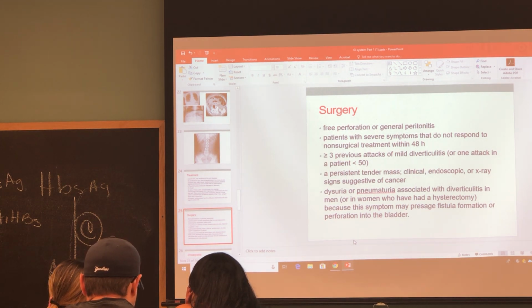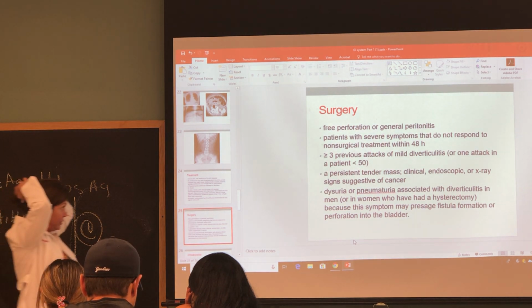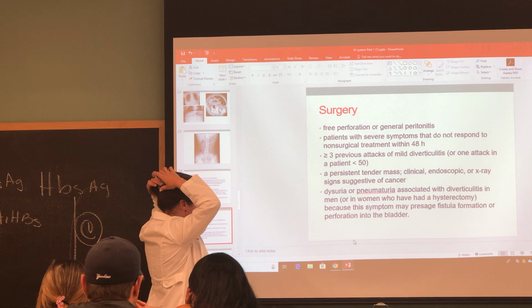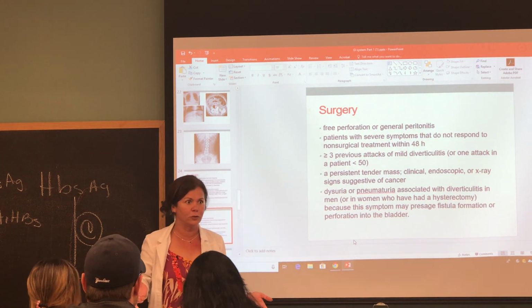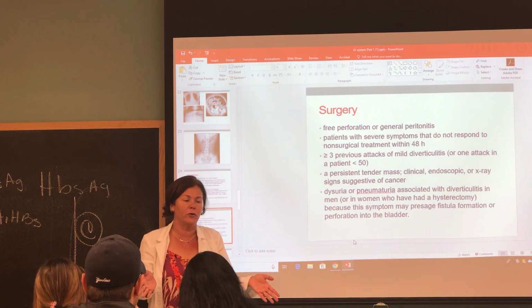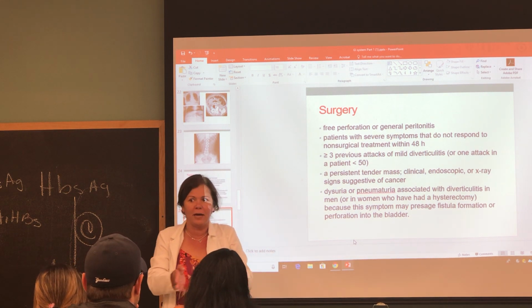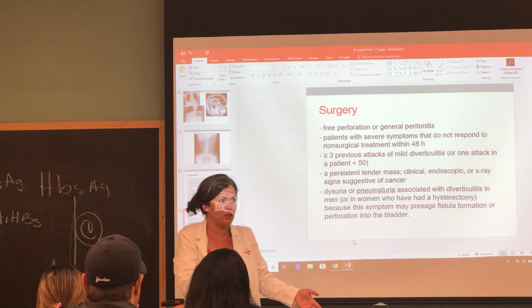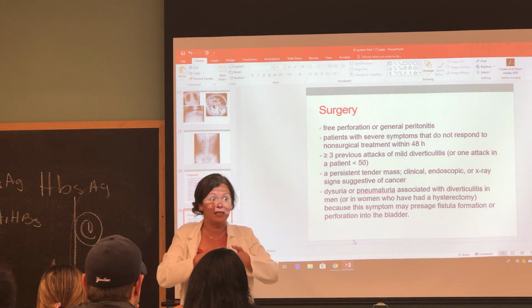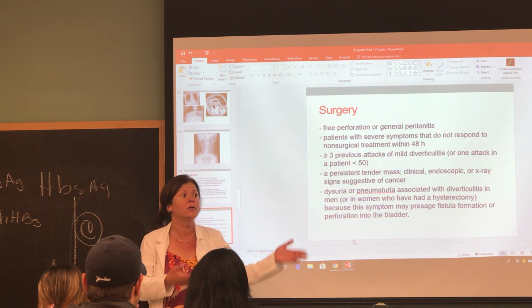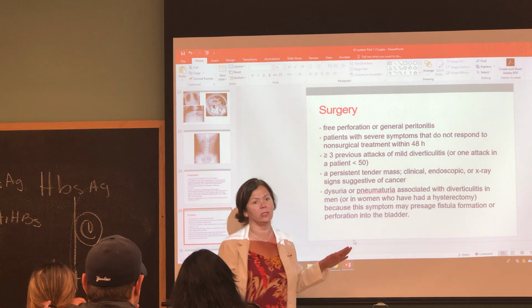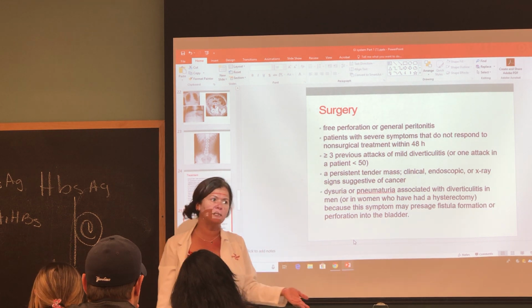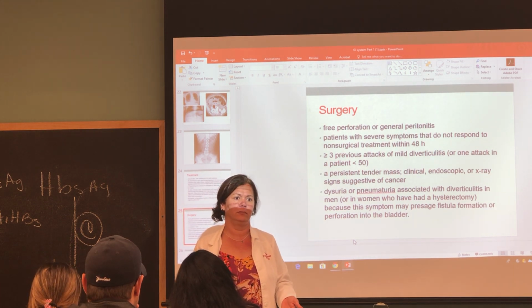So who will you do surgery on? Of course, if you have a patient that has a perforation, common sense, right? Even if the patient has severe symptoms that are not responding after 48 hours, as I told you, you have to do a watchful waiting event first. NPO, IV fluid, pain management, and antibiotic, and reassess your patient. The patient is not getting better, the patient is exactly the same or worse in 48 hours, you do a surgical exploration, okay? Now, if the patient has recurrent attacks of diverticulitis, you have to go in, okay?